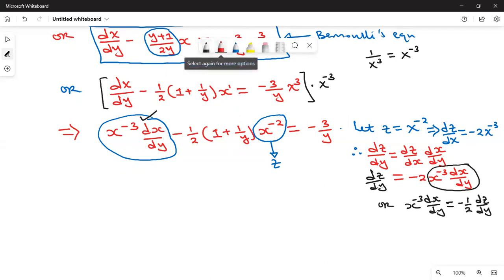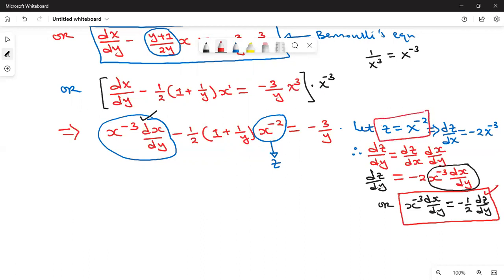So that is the substitution that you need to make, where we have the derivative for this. And also another substitution is z equals x raised to -2. Now, let's come back to this equation.